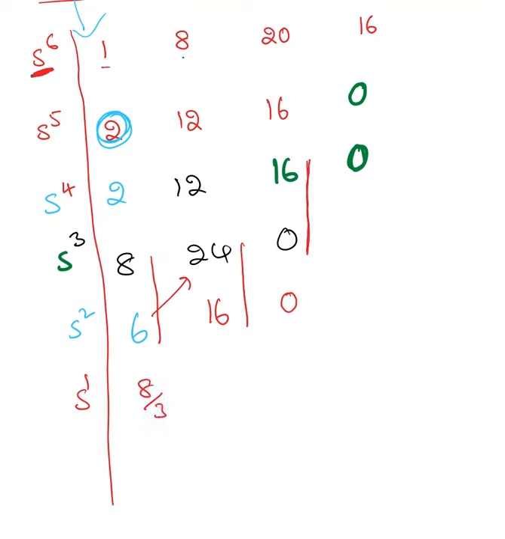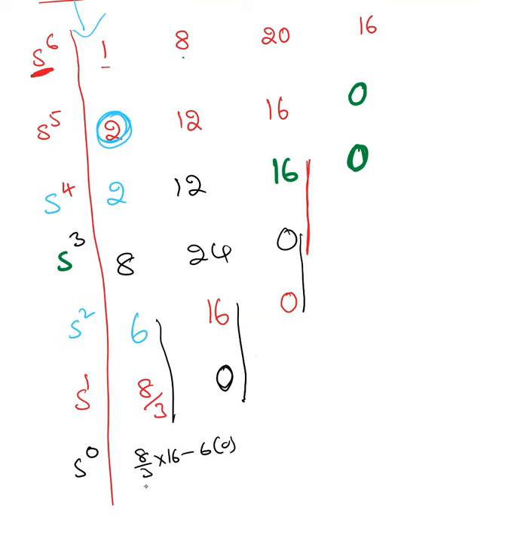Okay, the next one here, I'm going to use these two elements and these two elements, so I'll end up with 0 there. Okay, now s to the power of 0. So here I'm going to use these two elements, so 8 by 3 times 16 minus 6 times 0, over 8 by 3. These two get cancelled out, we'll end up with 16. Okay, so here we'll stop. Once we reach s to the power of 0, we'll stop there.